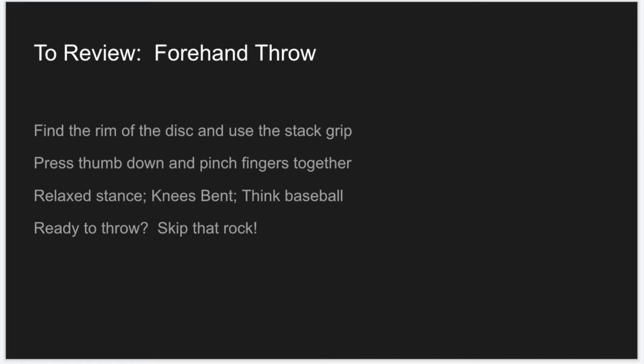And just to review before we finish up, how to throw a forehand. You want to find the rim of the disc and use the stack grip. Remember, that's one finger on top of the other. You want to press your thumb down and pinch those fingers together, thumb on top of the disc, fingers below. Think baseball, relaxed stance, knees bent, ready to be in an athletic stance. And once you're ready and you're feeling good, think about skipping that rock. Remember, skipping that rock across the water, and that is going to get you a very good start to throwing a forehand.